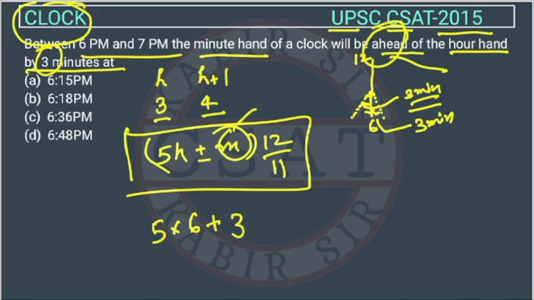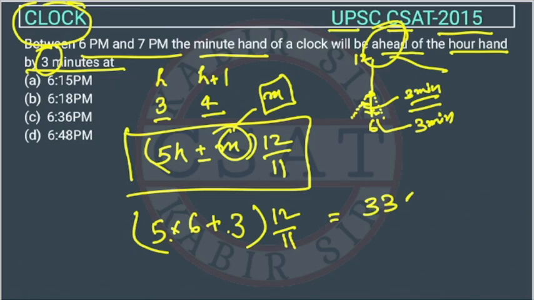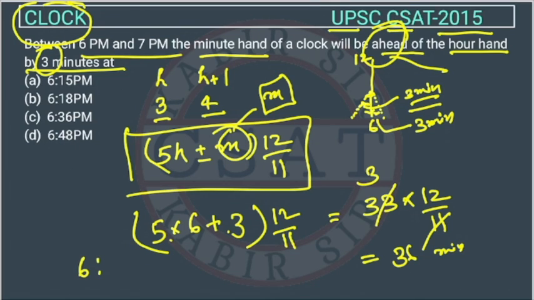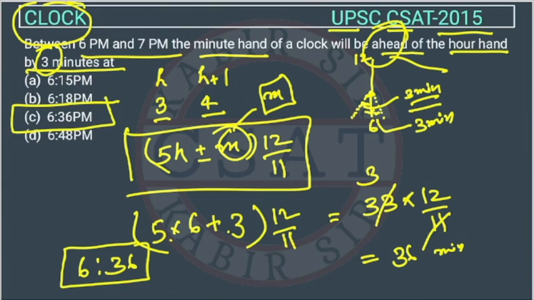m is representing the minute actually, कि कितने मिनट का डिफरेंस होना चाहिए दोनों के बीच में, राइट। And this is 12/11, so 5 6 are 30 plus 3, so this will become 33 into 12/11. 11 will cut this 3 times, 12 3s are 36, so this will be 36 minutes, right. So the final answer will be 6:36 पे ऐसा टाइमिंग आएगा जब मिनट हैंड will be ahead of hour hand by 3 minutes. So the answer is option C. Okay, so the answer of this question is option C.